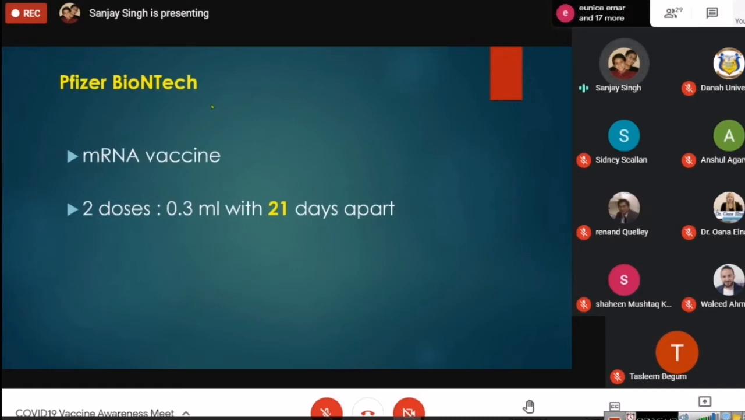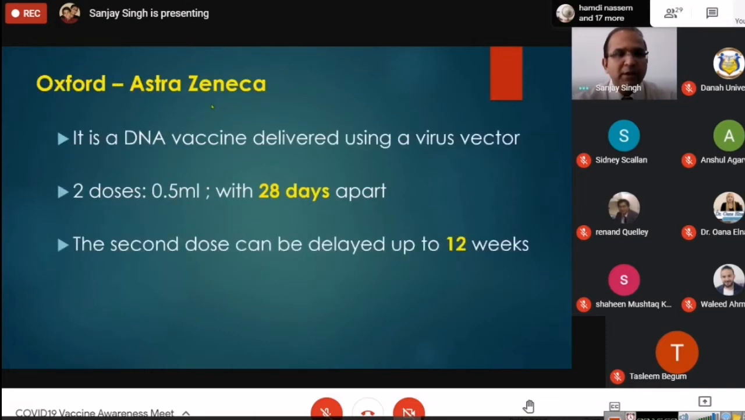The Pfizer vaccine is an mRNA vaccine, and there are 2 doses of 0.3 mL, 21 days apart. The Oxford vaccine is a DNA vaccine delivered using a virus vector. There are 2 doses of 0.5 mL, 28 days apart. But the second dose can also be delayed up to 12 weeks. Usually in Kuwait it is up to 12 weeks.